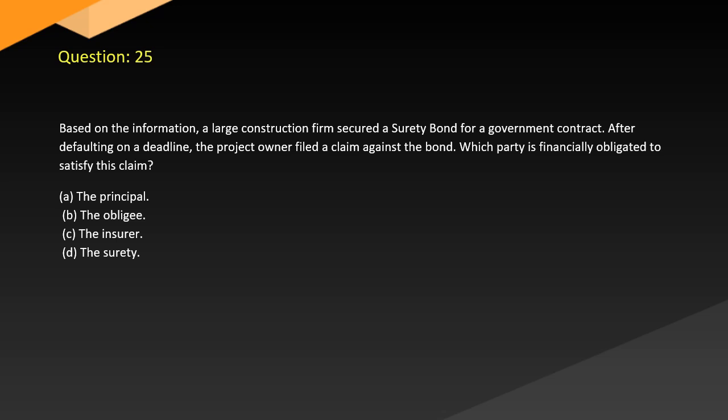Question 25. Based on the information, a large construction firm secured a surety bond for a government contract. After defaulting on a deadline, the project owner filed a claim against the bond. Which party is financially obligated to satisfy this claim? A. The principal. B. The obligee. C. The insurer. D. The surety.